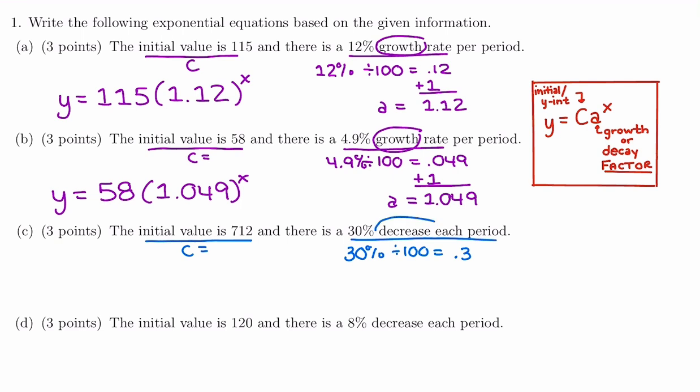We want a decrease. So we're losing 30%, which means we're losing 0.3 from 1. We're keeping 0.7. 1 minus 0.3 is 0.7. There's our decay factor. We're having less than 1. So we still make it a decimal, but we subtract it from 1. So our formula is going to be y equals 712, our initial, and then a 30% decay means we're keeping 70%, or 0.7 as our factor.